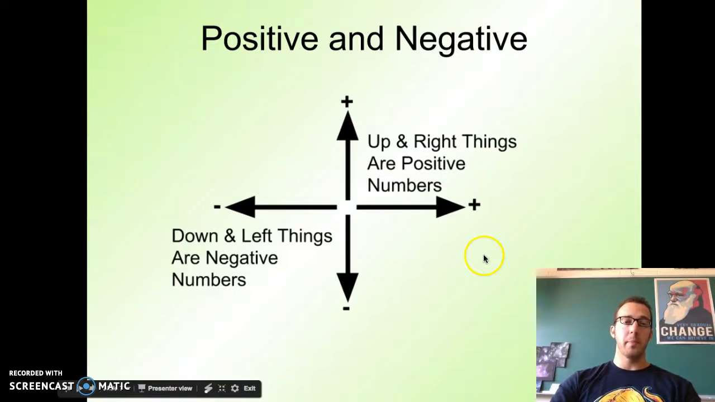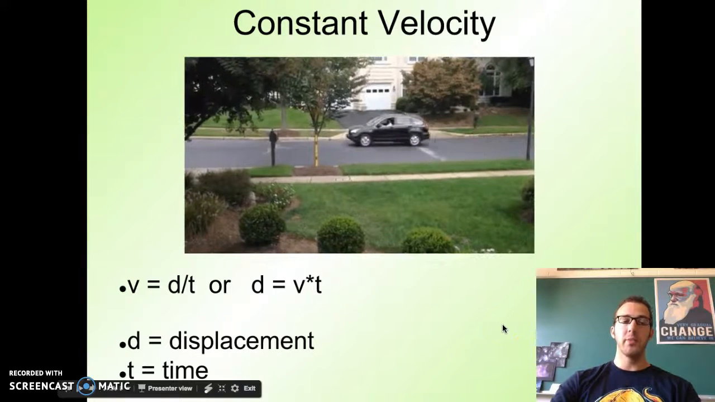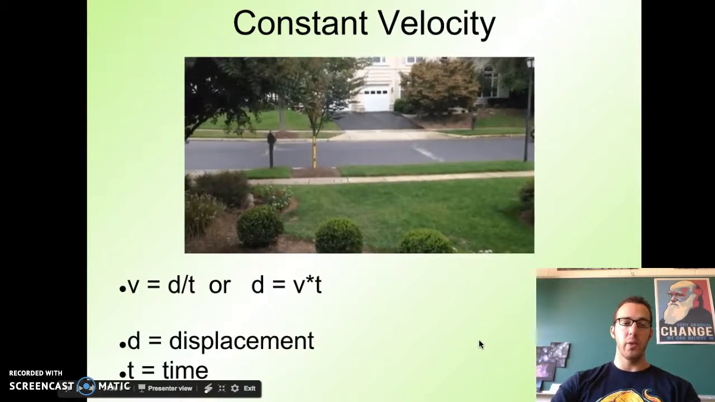Talked a little bit about the positive and negative numbers. We're going to say that things in this class, when they move to the right or they move up, are positive things. If they move to the left or if they move down, we're going to call them negative numbers. So you want to make sure that you know which way your objects are moving before you start plugging numbers into your equations.